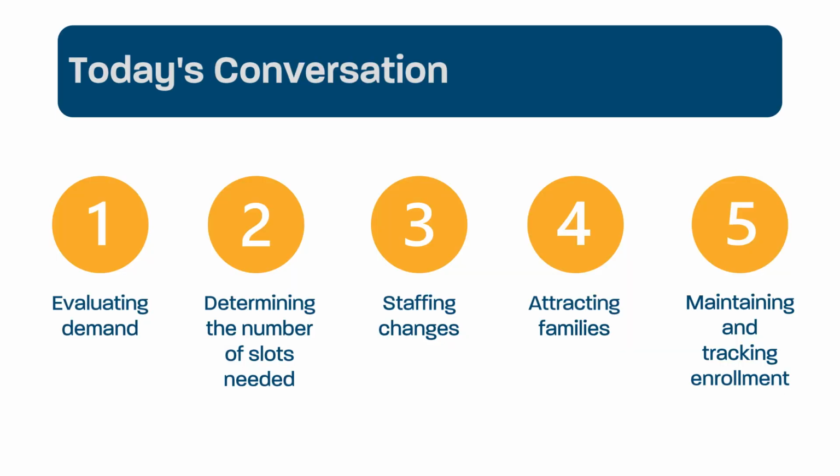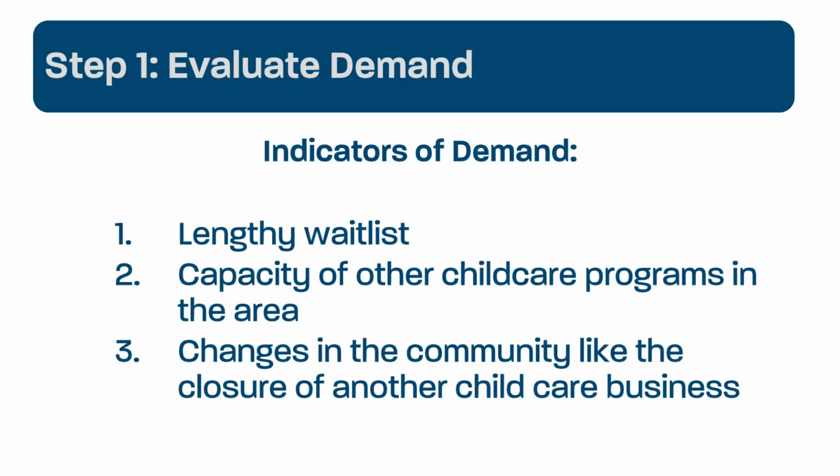Today, we will go over the 5 essential steps for managing enrollment, which include evaluating demand, determining the number of slots needed, staffing changes, attracting families, and maintaining and tracking enrollment. The most critical step for managing enrollment is determining the levels and types of demand for your childcare services. Indicators of demand can come from several places.